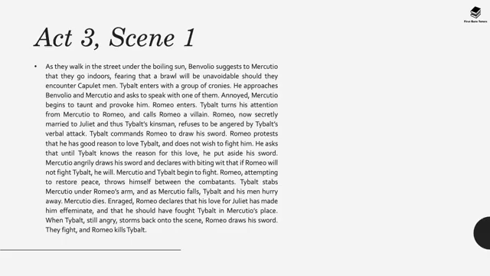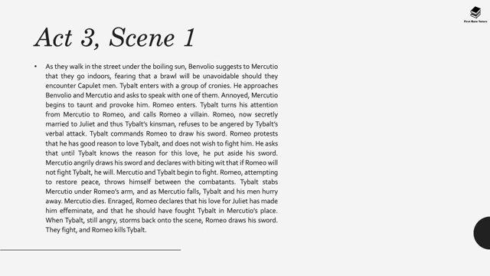Now in Act 3, Scene 1, as they walk in the street under the boiling sun, Benvolio suggests to Mercutio that they go indoors, fearing that a brawl will be unavoidable should they encounter Capulet men. Tybalt then enters with a group of cronies. He approaches Benvolio and Mercutio and asks to speak to one of them. Annoyed, Mercutio begins to taunt and provoke him.